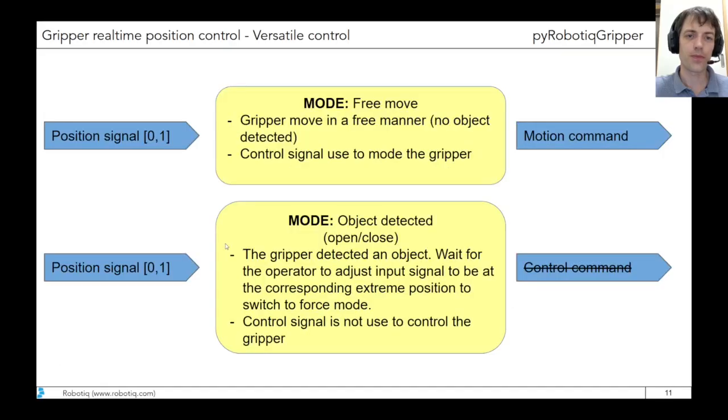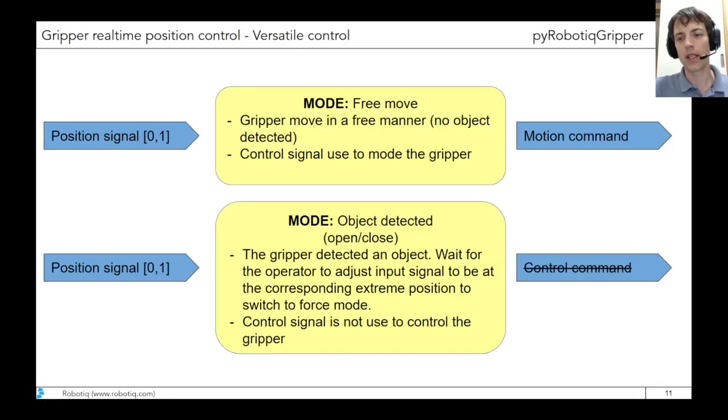So I have the description of each mode here, so maybe I can explain again. For the free move mode, we take the signal 0, 1 from the joystick and convert that into a motion command. In free mode, the gripper is free to move, no object is in the way of the gripper. Then we have the object detected mode. In this mode, the gripper detected an object.